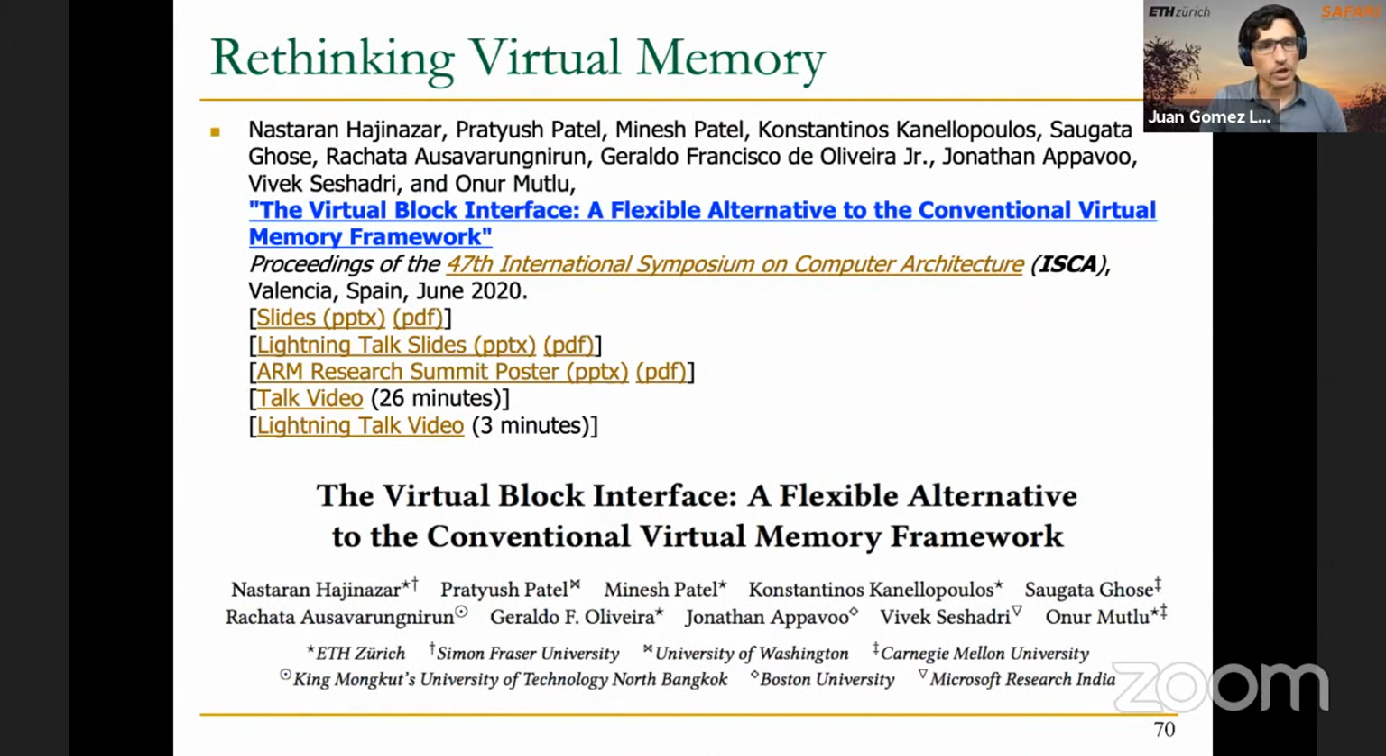And also another very good example is this virtual block interface. It connects very well to this idea of the cross-layer abstractions and this idea of making the hardware more available to the upper layers of the stack. Here, the key idea is replacing the conventional virtual memory framework with something that is much more flexible and better supported by the hardware, that allows you to make memory allocations and memory management in a much more tailored manner to the specific needs of the applications or the hardware itself.